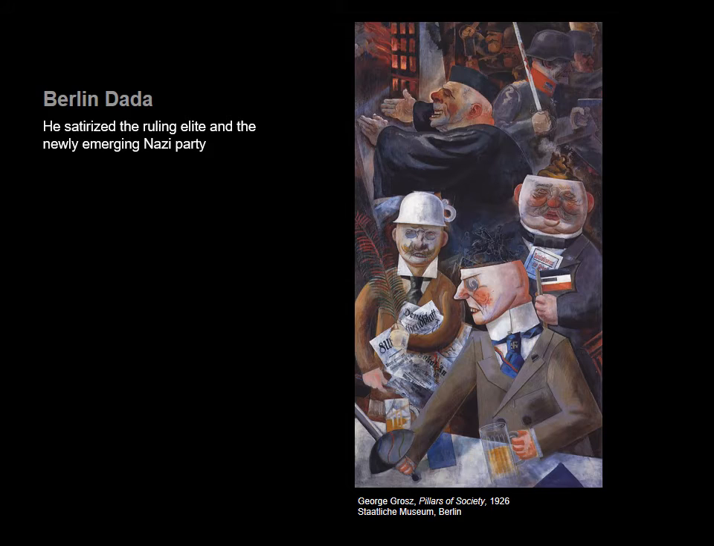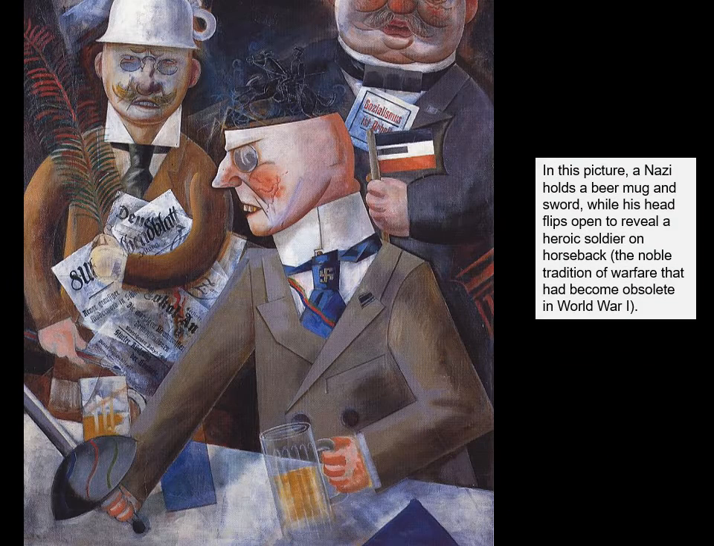Another part of his canon was satirizing the ruling elite and the emerging Nazi party. So this is Pillars of Society. This is from 1926, and what you're going to see are different levels of mockery within this piece that we'll work through. So in this picture, a Nazi holds a beer mug and a sword. We've got this Nazi soldier in the foreground here, right? You can see the insignia on his tie. Again, beer in his left hand, clearly holding a sword in his right.